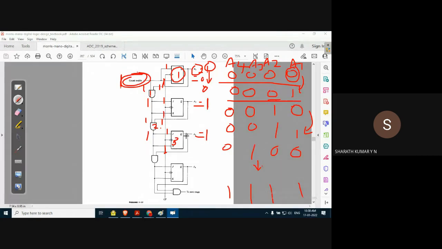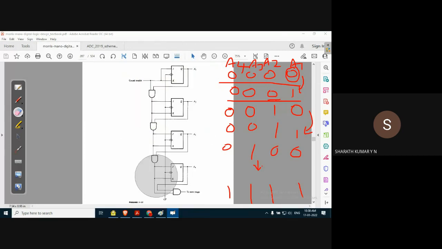When it reaches the final count of 1 1 1 1, let us say all the outputs are initially 1. When the clock pulse with count enable 1 is applied, A1 is reset to 0. This 0 propagates to the second stage, which will force the second stage to also change to 0. Like this, all the outputs ultimately become equal to 0.